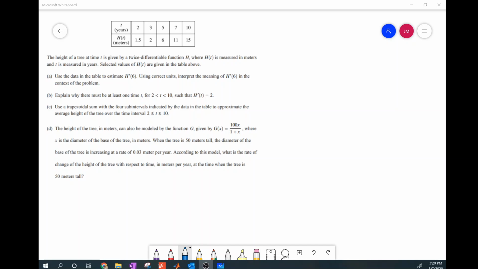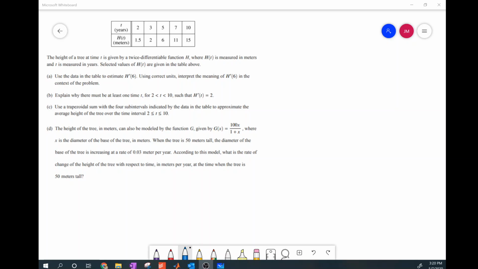So they say that the height of the tree at time t is given by a twice differentiable function h, where h of t is measured in meters, and t is measured in years. Selected values of h of t are given in the table above. Use the data in the table to estimate h prime of 6. Using correct units, interpret the meaning of h prime of 6 in the context provided.